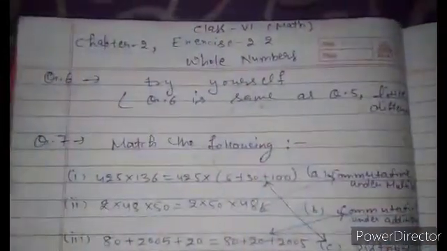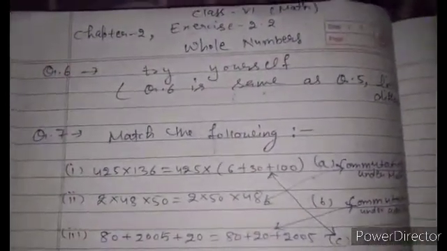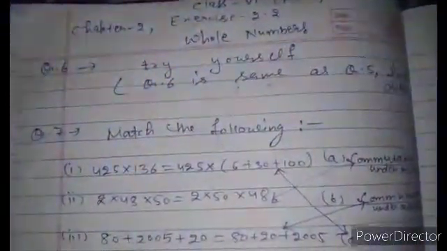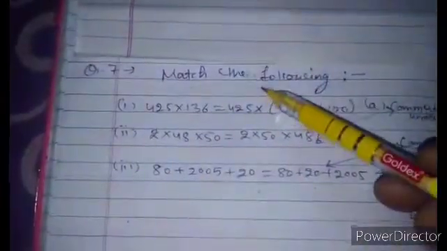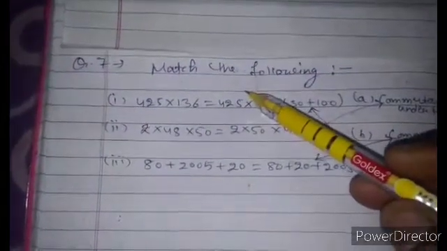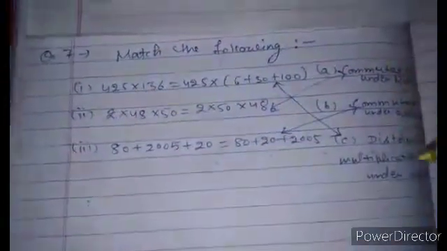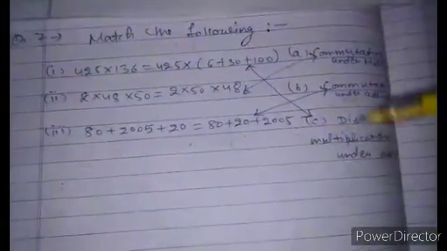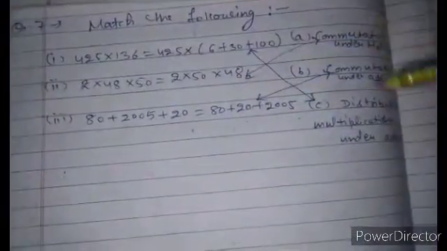Here you can see question number 6. Question 6 is same as question 5, with a little difference. You can try yourself. Question 7, exercise 2.2, 6th class math, question 7. Match the following. This is given to us and this is also given. Now we have to match these statements with this.